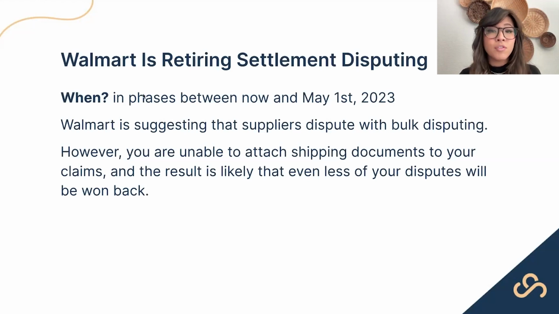There are a couple of settlement suppliers that we've talked to that didn't know this was happening. It might have been because you just did not receive communication because your phase was not up yet. But basically, it is going away. So we're working with some suppliers that are saying, I want to get ahead of this right now, and I don't want to wait until May 1st when it goes away.